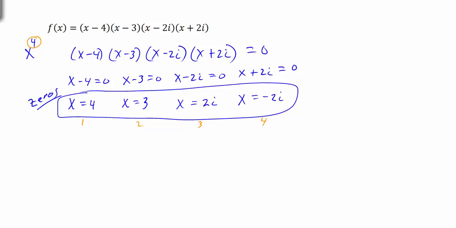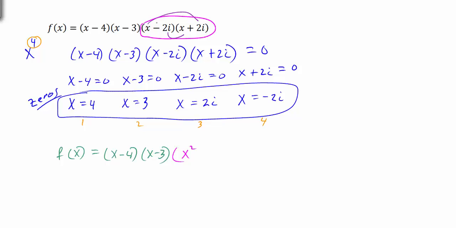Now, what's going to happen if we graph this particular function? Well, in order to graph this function, I'm going to take f of x. We have x minus 4 and x minus 3. And then I want to take the last two here, the x minus 2i, x plus 2i, and I want to multiply those together so we can get rid of the i term. And if we multiply this out, you're going to get x times x, which is x squared. And when we multiply the outside and the inside, you're going to get a positive 2xi and a negative 2xi. So the middle term is going to cancel.